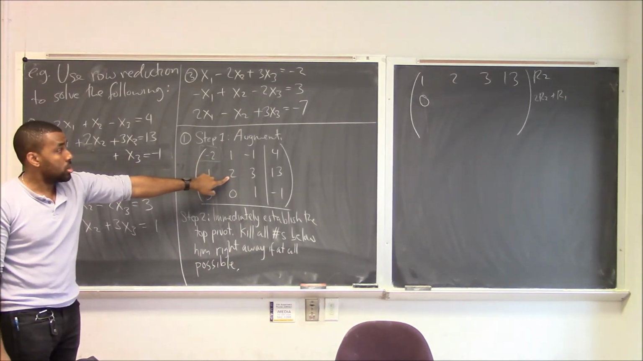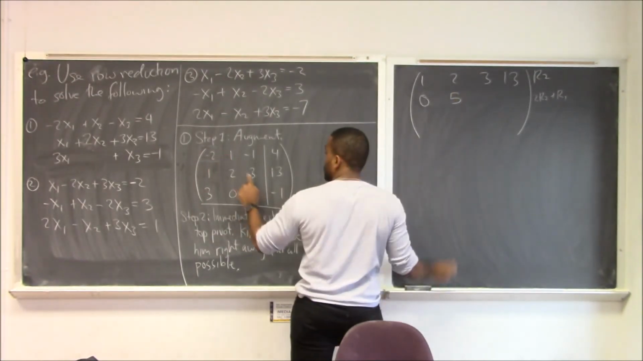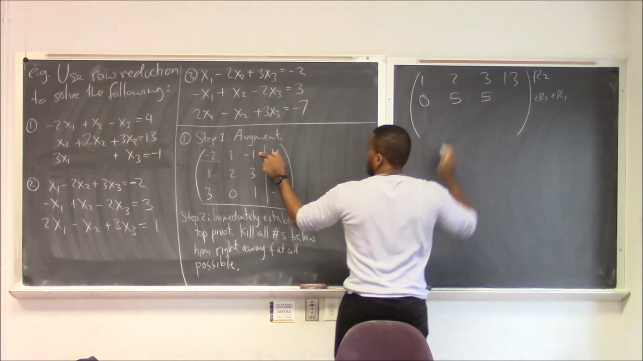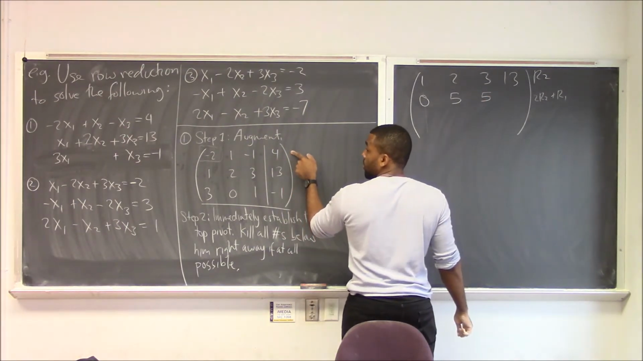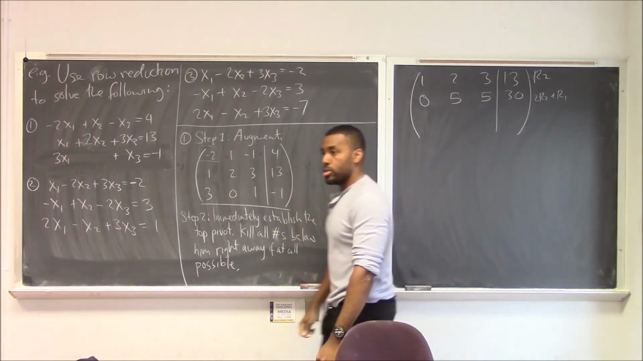2 times this plus that is what? 5. 2 times this plus that. 30. That's my new second one.